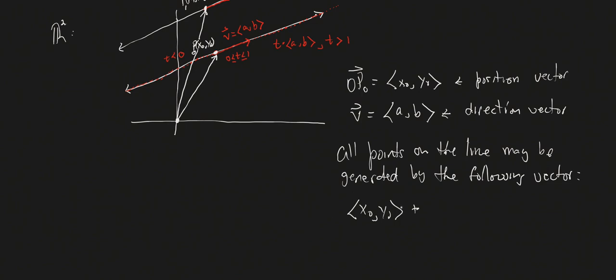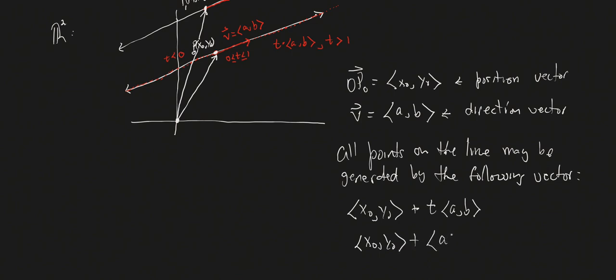So what we add to this position vector is any scalar multiple of our direction vector, right? And then we can use our vector algebra and write this sum as a single vector. So first distribute the t.